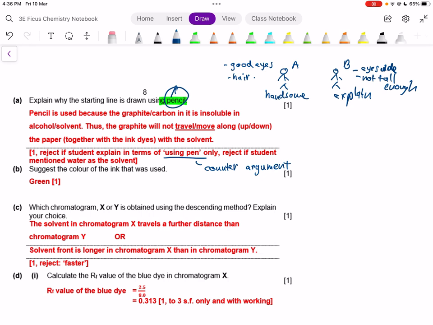You don't use counter argument, go straight, focus on the pencil. What's so good about the pencil is that the graphite or carbon is insoluble in the alcohol or the solvent, so it will not travel up. As long as you focus on the pencil and tell me it's insoluble in alcohol, I give you the marks already. Some of you used counter argument, that's why I rejected your answers. You must go straight into explaining how come the pencil is good.